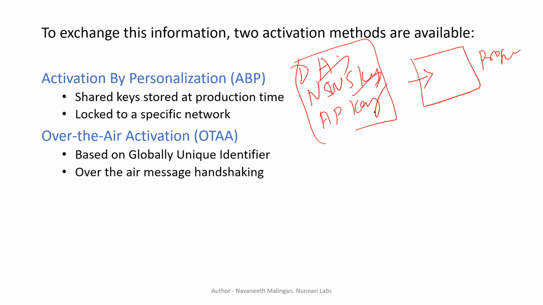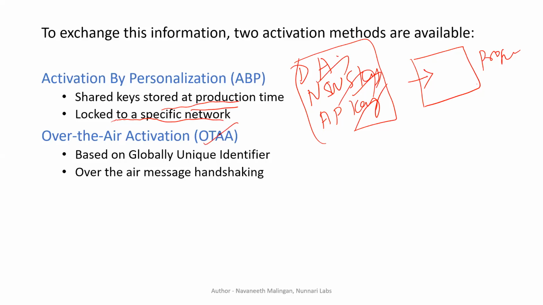The shared key is stored at production time. So during production itself, we can feed in all the keys, locked to a specific network. Locked to a specific network in the sense that these keys are generated specifically for a single network. So once it is created and fed into the device, it cannot be changed.